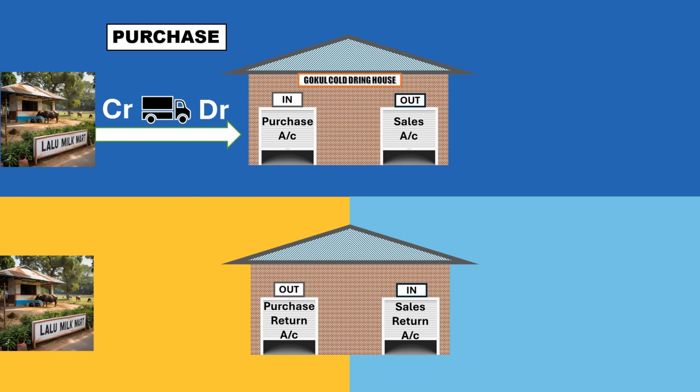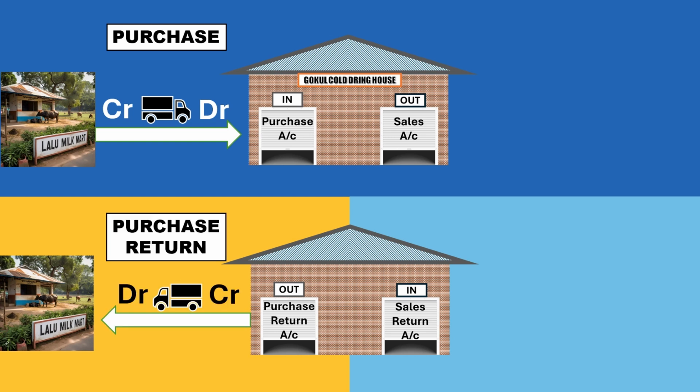When we purchase goods, the truck loaded with goods enters our purchase account door from our supplier Lalu Milk Mart. So we debit the purchase account and credit the ledger of Lalu Milk Mart. If the goods are damaged, we return them to our supplier. In our case, a truck full of goods will exit through the purchase return account door, heading back to the supplier. To record this, we will debit the ledger of Lalu Milk Mart and credit the purchase return ledger.